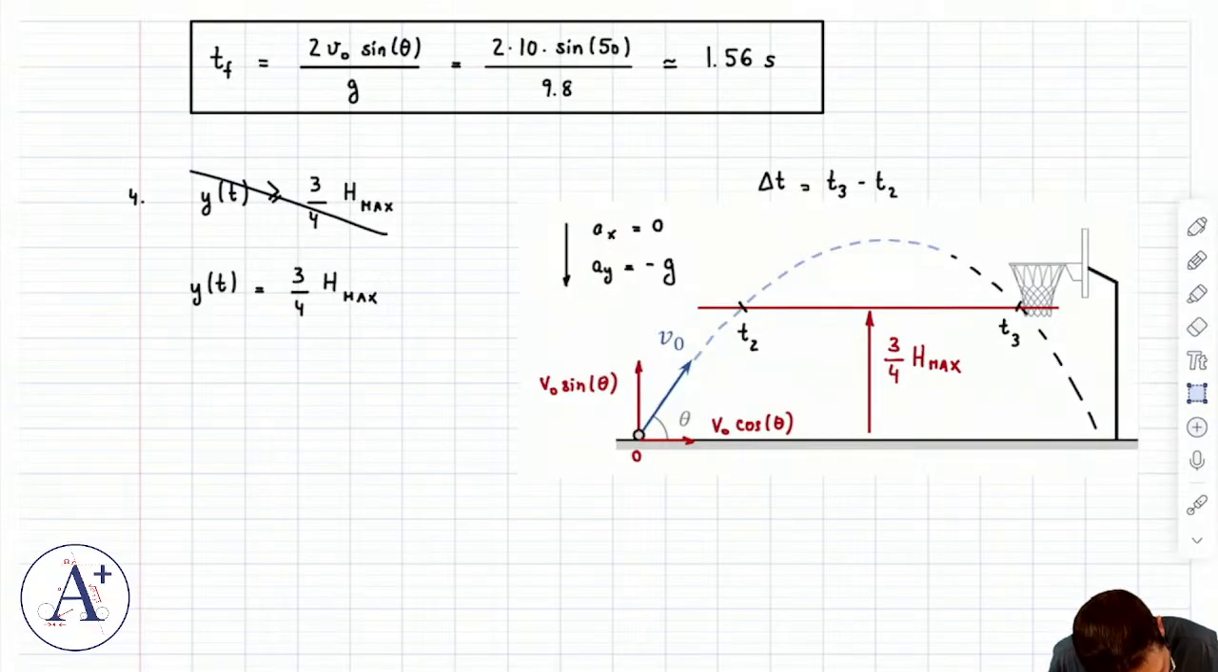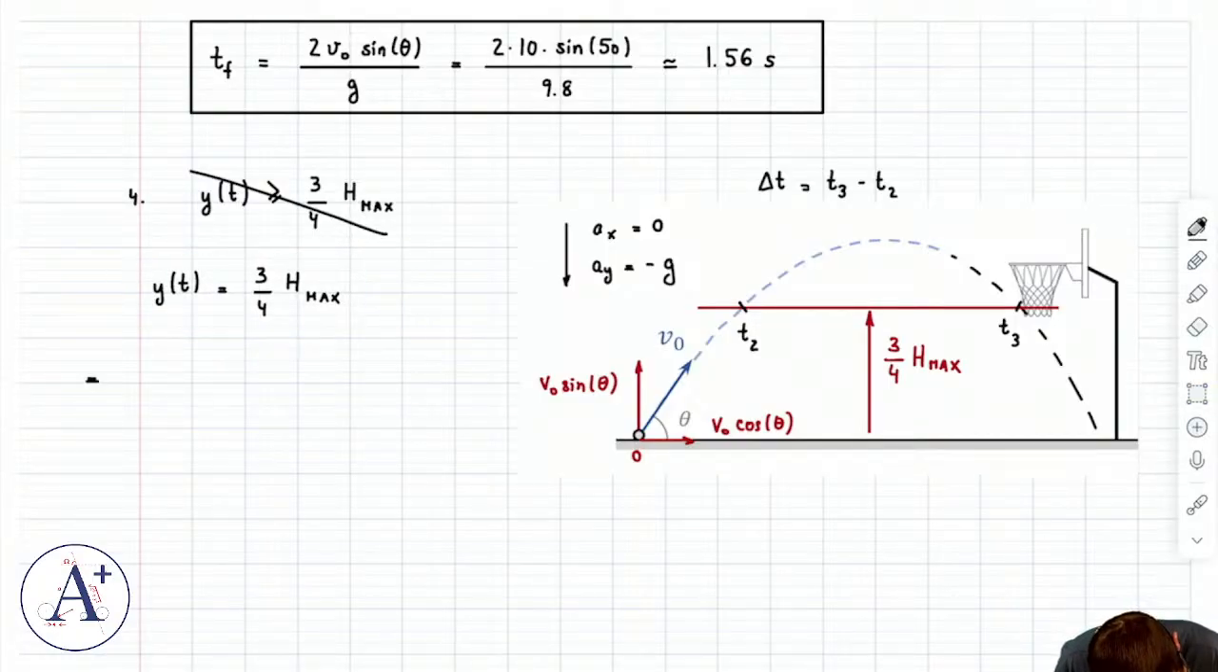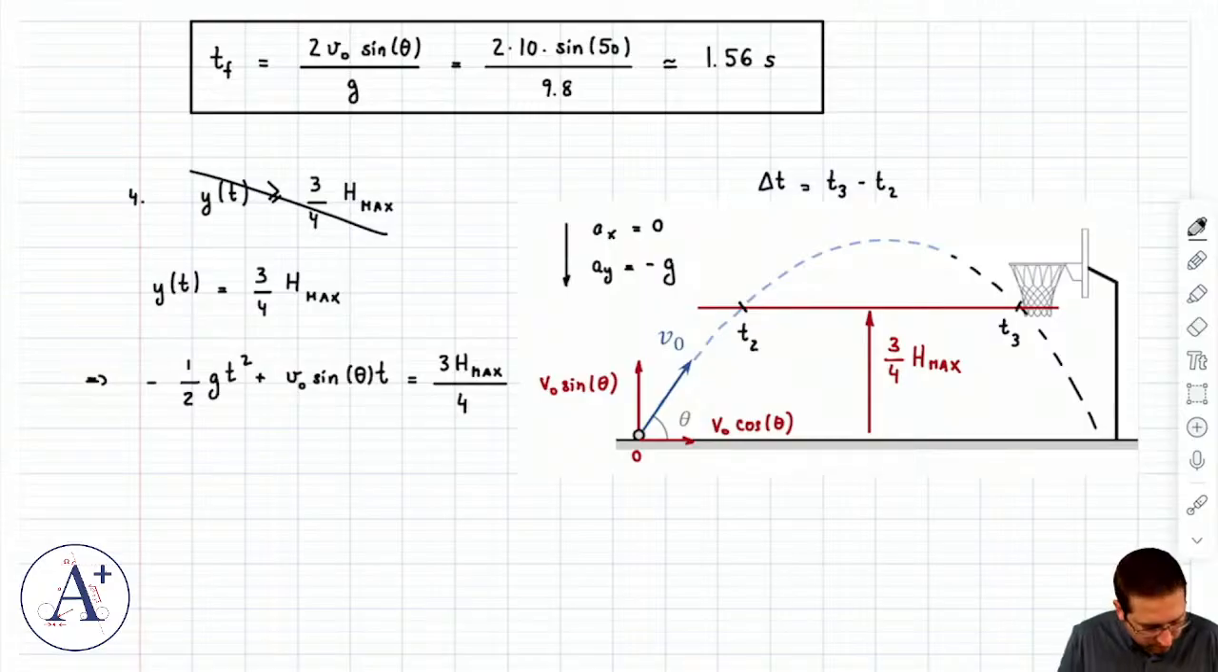All right. And so that's going to be minus 1/2 g t squared plus v naught sine theta t is equal to 3h max over 4. All right. And this is a quadratic, and it does have a constant term, and there's nothing I can do to make my life better here. I can't factor out t and solve. I just have to deal with the fact that this is a quadratic.